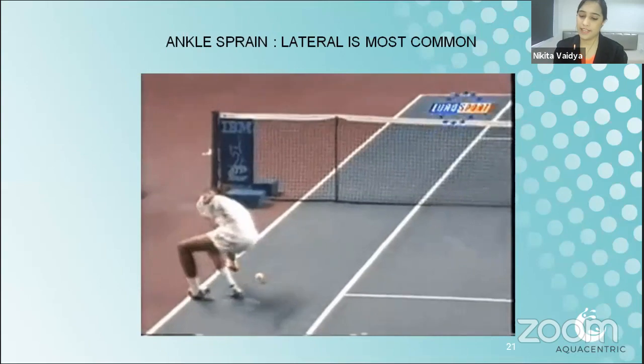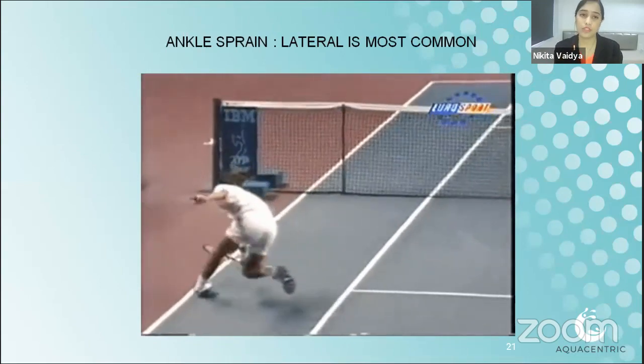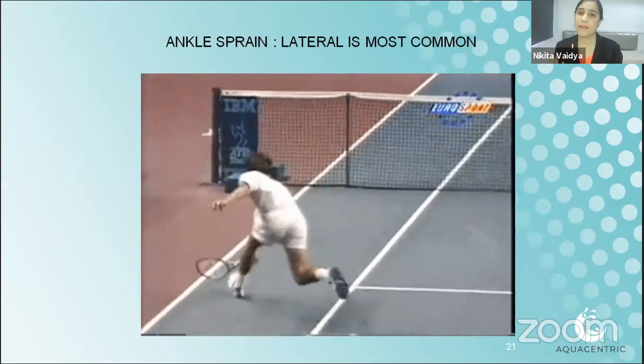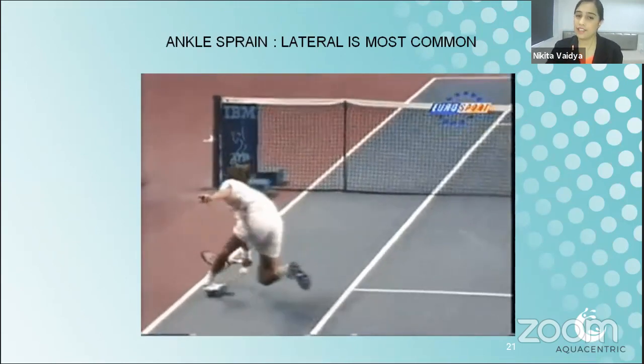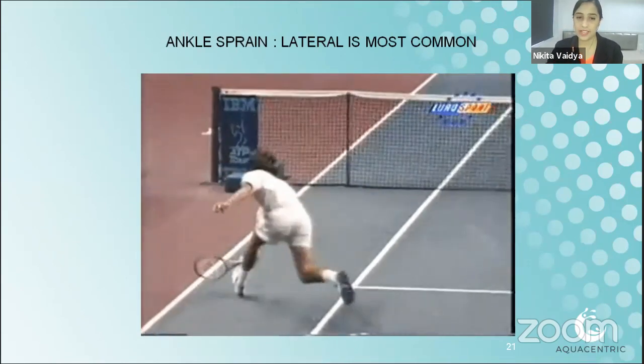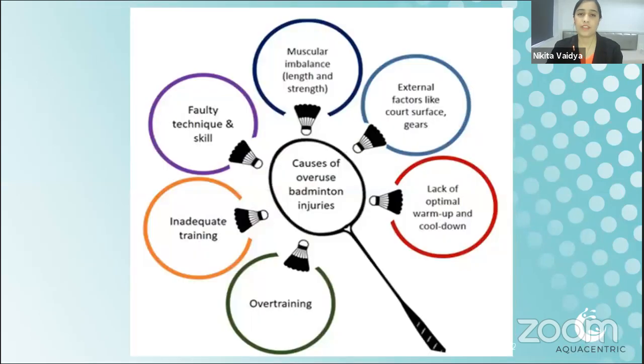Lateral ankle sprain. Ankle sprain is the most common injury seen in badminton. You can see this gentleman sprained his ankle very badly, right? So overall, what are the causes? A gist of the causes of your overuse badminton injuries.